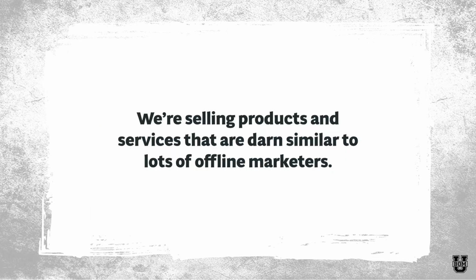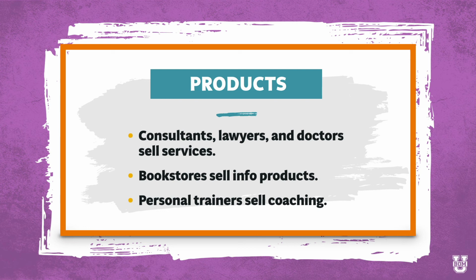See, we're selling products and services that are darn similar to lots of offline marketers. You can think of examples where there is a direct comparison between what an online marketer is selling and what offline marketers are selling. For example, consultants, lawyers, and doctors sell services, just like a social media manager or a lot of the different people in the online space. Bookstores sell info products. I mean, they sell something very much like what I have right here. Of course, I'm not selling BOMU, but they sell something very much like a course. Personal trainers sell coaching. So again, I just want to point out that there's nothing unique about what we as online marketers are offering and selling to the world.